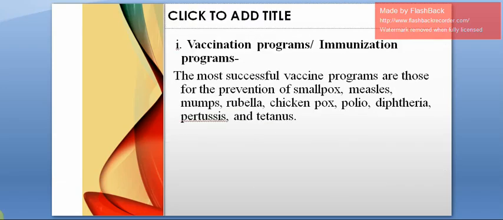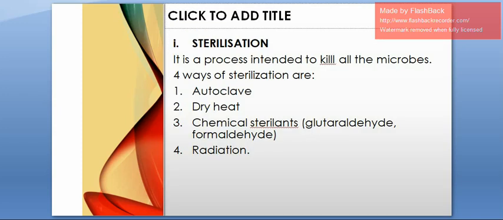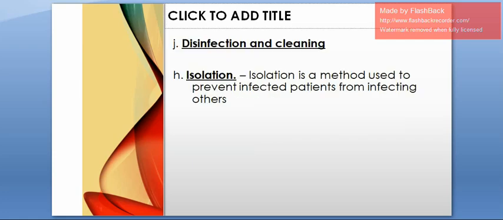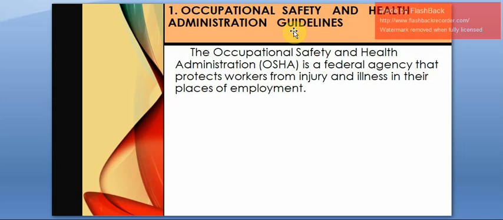Then next one that comes is vaccination or immunization programs. Then proper safe disposal, that is biomedical waste management. Then sterilization, then disinfection and cleaning, and then isolation. So these many points have to be explained whenever you are writing about infection prevention and control, or even about universal precautions or standard safety precautions. Everything has to be explained. The answer is the same here. Okay. So we will see what is infection control.